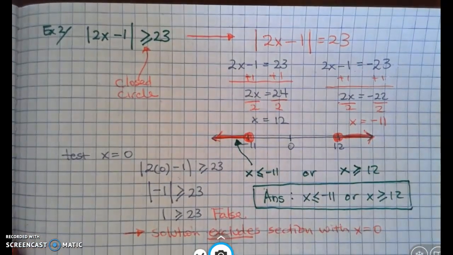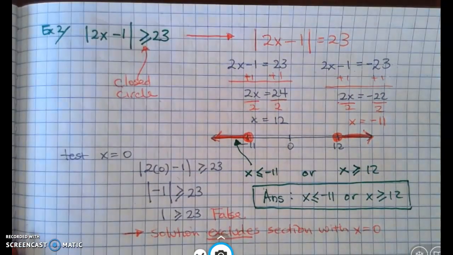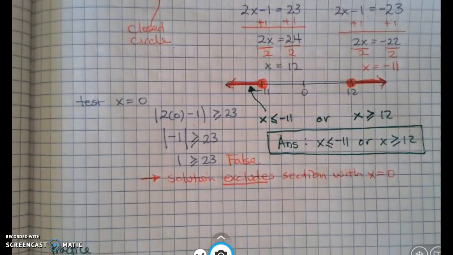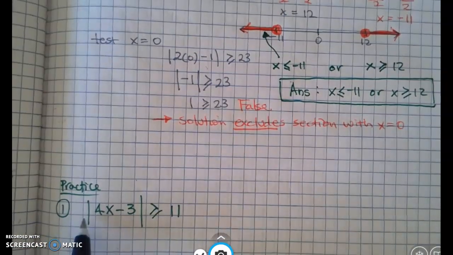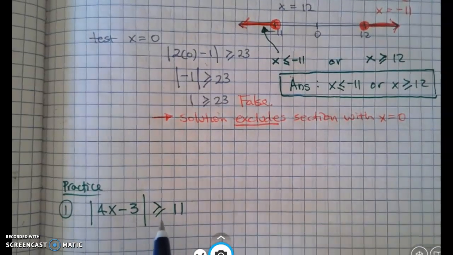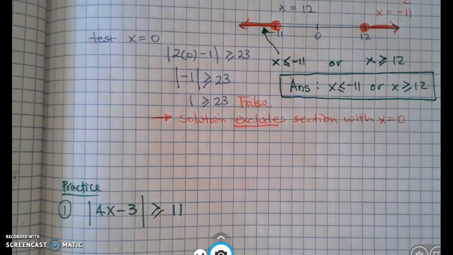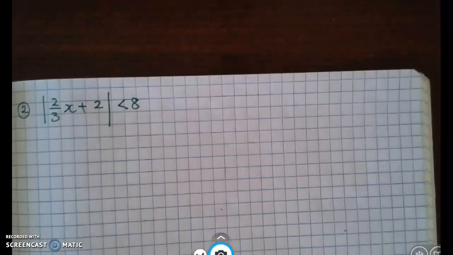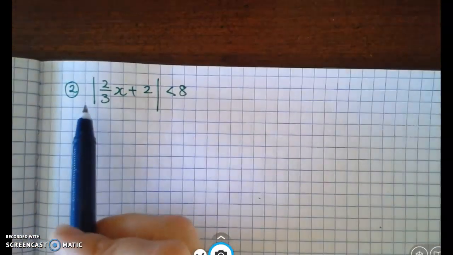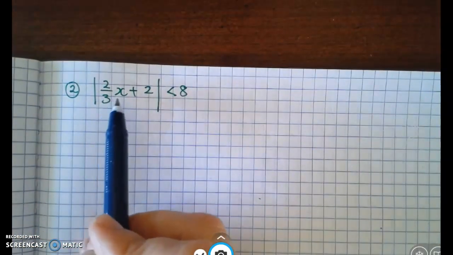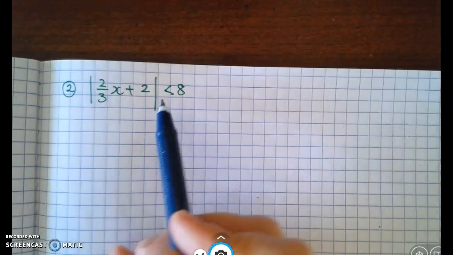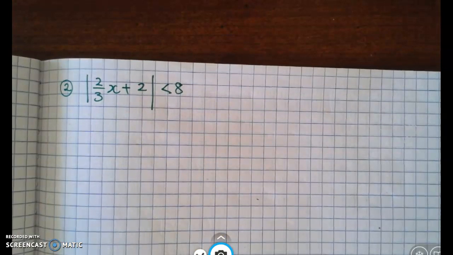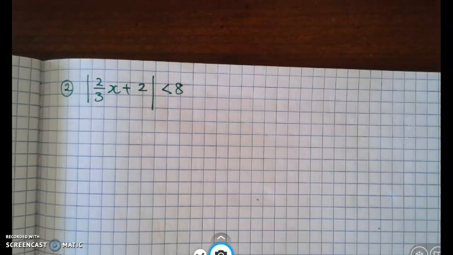Okay? Alright, so at this point, I am going to ask you to do two practice problems. The first practice problem is here: the absolute value of 4x minus 3 is greater than or equal to 11. So please copy it down. And the second absolute value inequality is the absolute value of 2 over 3 x plus 2, closed absolute value, is less than 8. So please pause the video right now and solve these two quick problems.